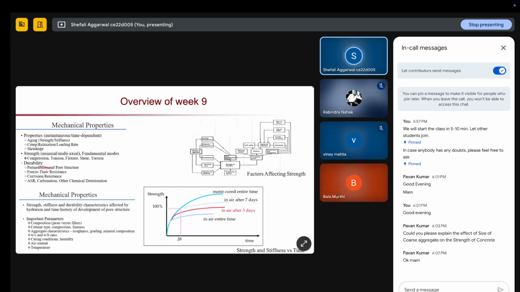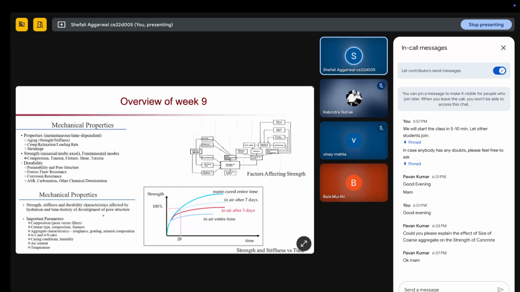The last thing is durability. Durability is as important as mechanical properties, because it will affect the long term properties of our concrete. The main durability properties which we look into are permeability and pore structure, freeze thaw resistance, mainly when we are talking about hilly areas, corrosion resistance, and then other things like alkali silica reaction, carbonation, or any other chemical deterioration.